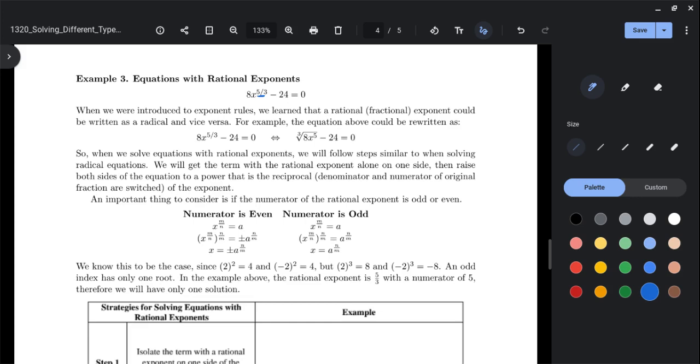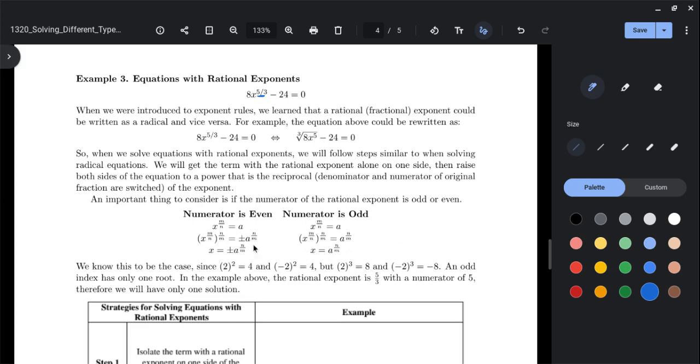But before we get to that, a really important matter to consider is: what if the numerator of our rational exponent is odd, and what if it's even? These are two different things. I have a nice little diagram here. If it's even, that means we're going to have the plus or minus of that solution. If it's odd, then we're going to have just the positive of it. And I will show you why.